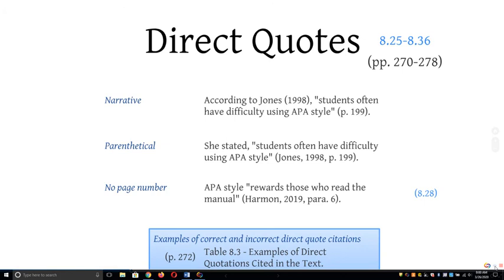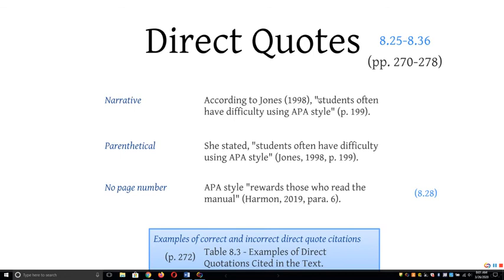Okay, the next thing I'm going to talk about is how to do a direct quote, and then I'm also going to talk about how you indicate to your reader that you're doing a paraphrase. So in APA, you need 3 primary pieces of information when you have a direct quote. You need the author, the date, and the page number. There are 2 primary ways to articulate this. If we have a narrative citation, we start writing out according to Jones, 1998, and then we include the text in quotation marks.